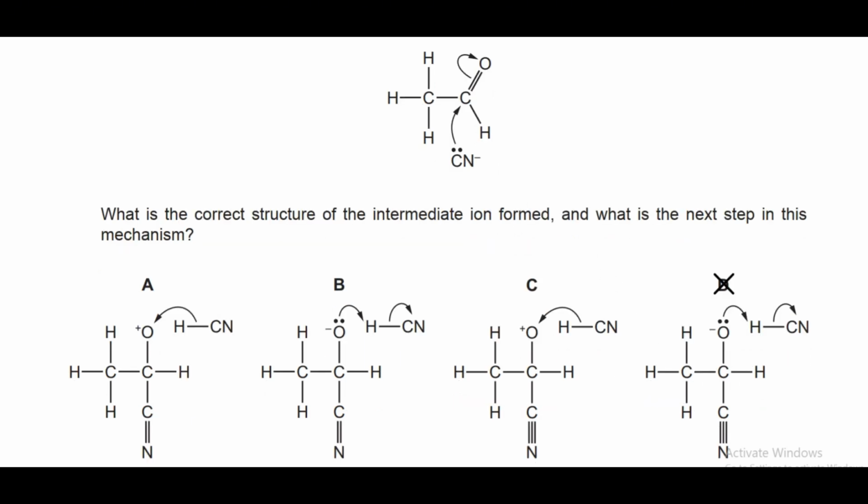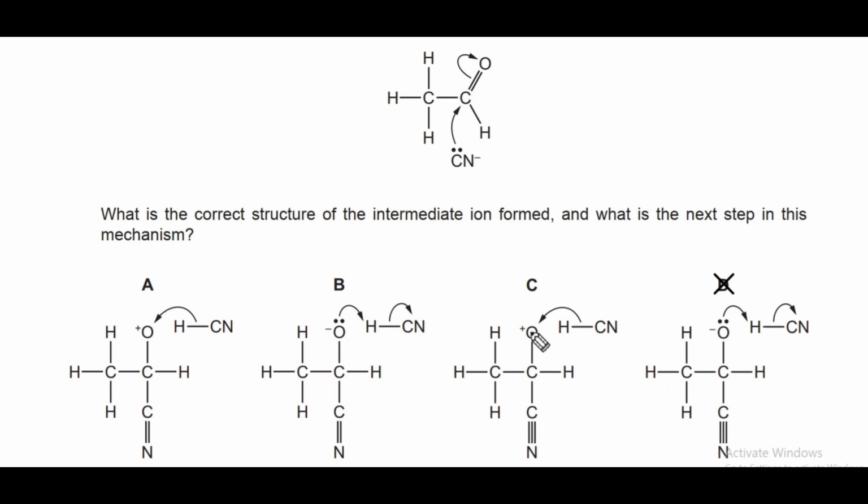So cyanide ion has been added to this carbon. Now next step, the hydrogen becomes partially positive, and oxygen gives its lone pair of electrons to give delta plus hydrogen and to form the alcohol OH group. So D is the right answer.